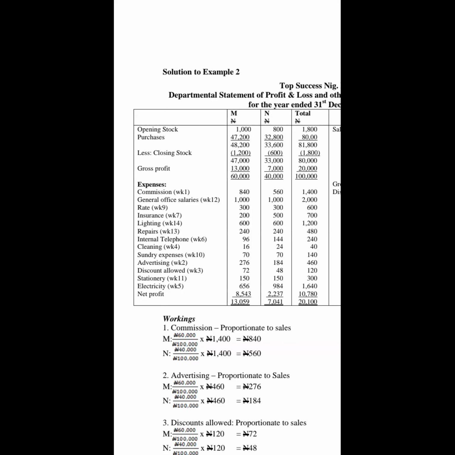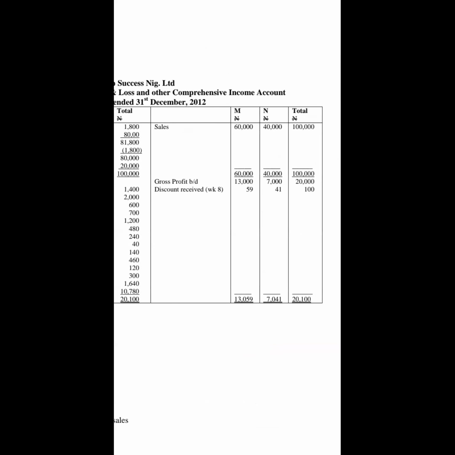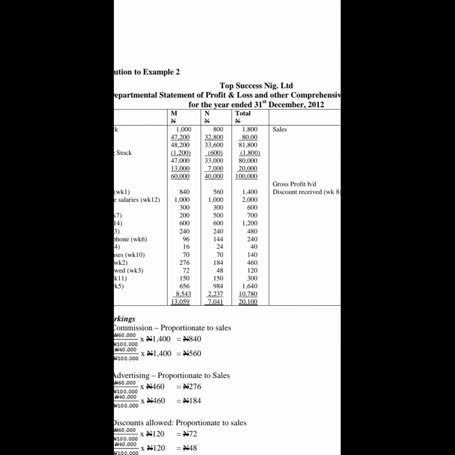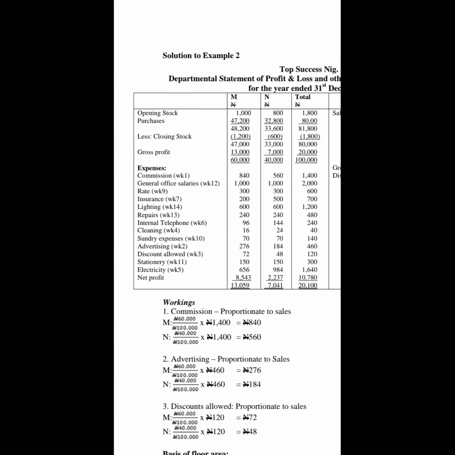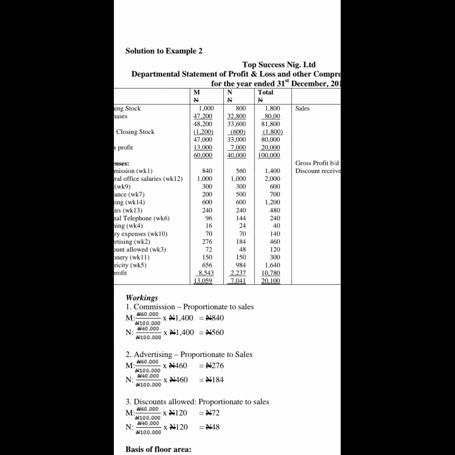So when we now get this cost of goods sold, remember in our sales we have 60 and 40. In department M that has 60, if you subtract 47,000 from 60, what do we have? I think it's 13, right? Yes, 13,000. That is how we come about the gross profit. The same thing is applicable to department N. 40,000 minus 33,000 gives us 7,000 as gross profit. And then the overall gross profit now, 13 plus 7,000, gives 20,000 naira.